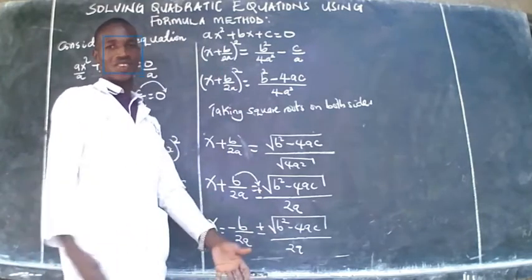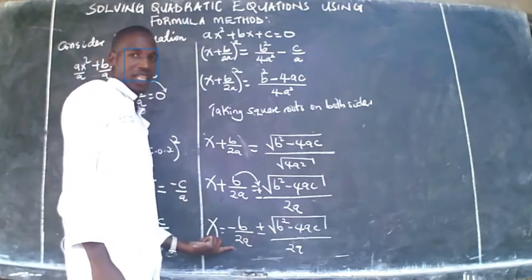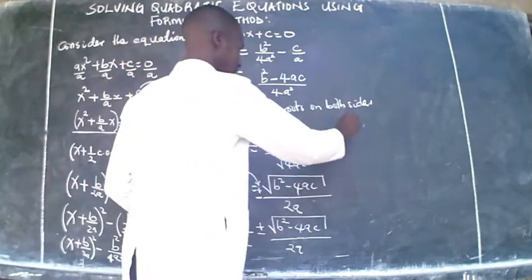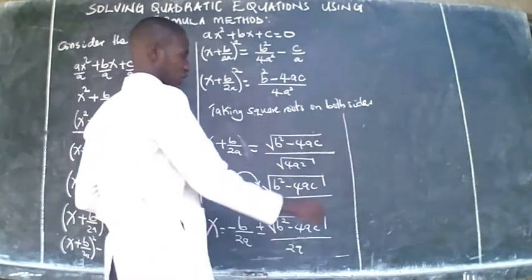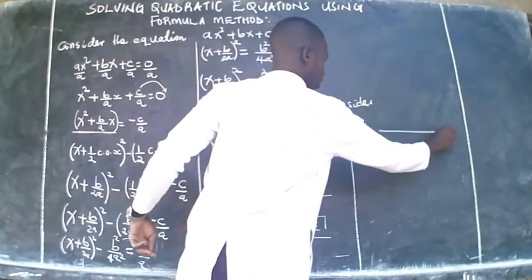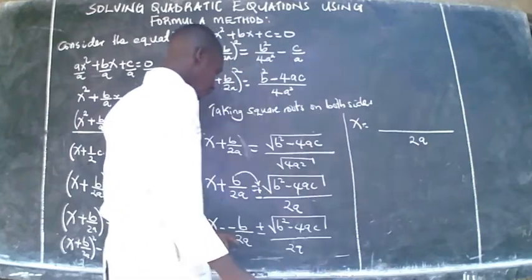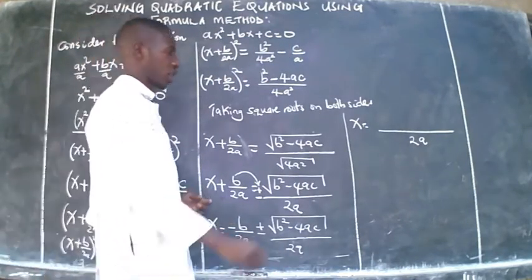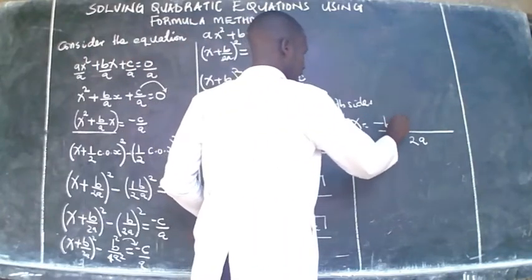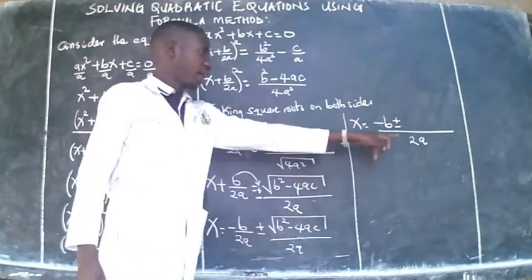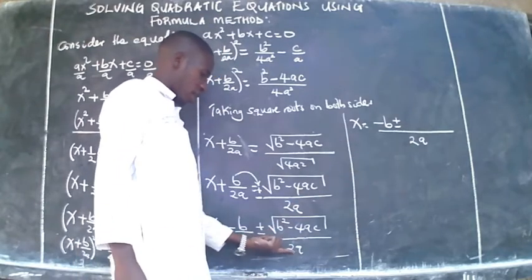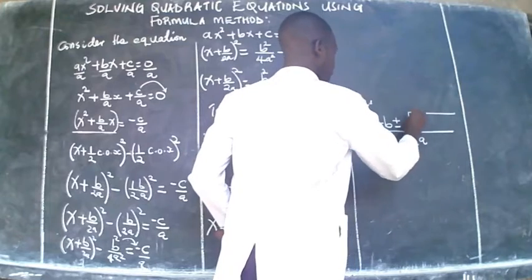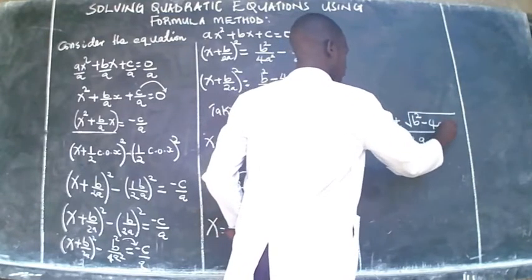After reaching there, you take the LCM. Of course, you are combining this with that. So the LCM is 2a. 2a is common on both sides, so we take it to be our LCM. So that means we shall have x equal to, LCM is 2a, so 2a divided by 2a you get 1. 1 times negative b, you get negative b, plus or minus 2a divided by 2a you get 1. 1 times this one, you get exactly that.